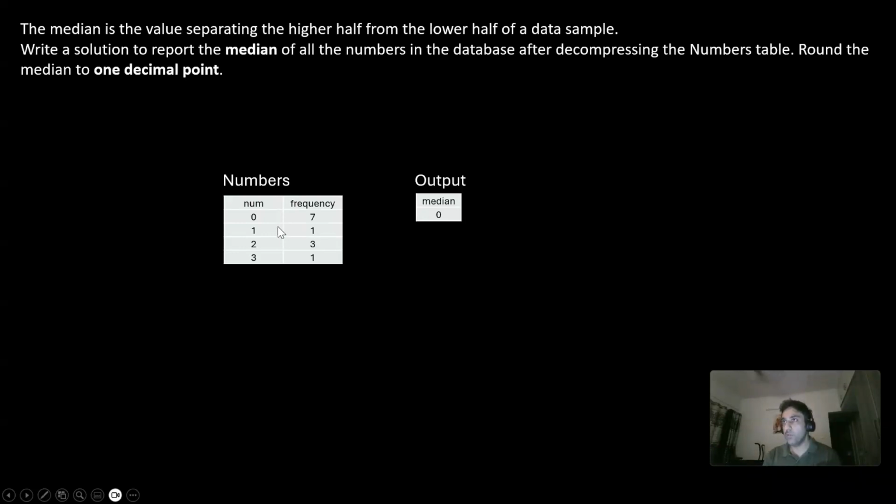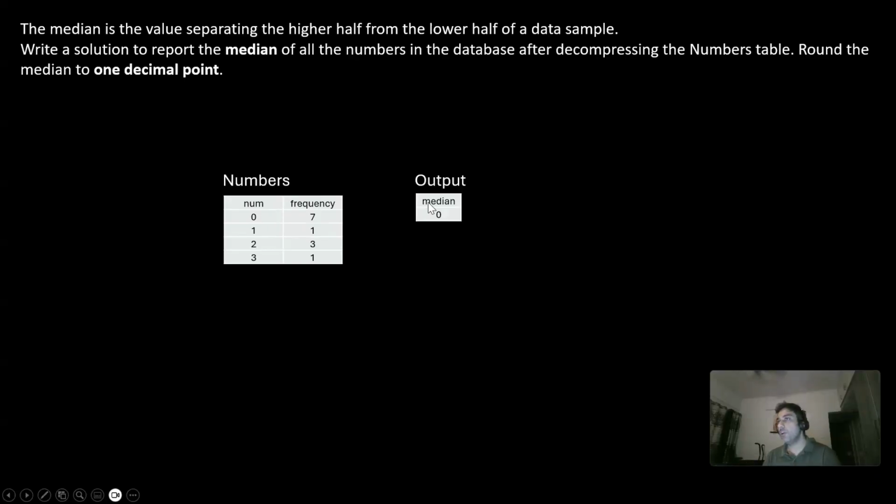So over here, in total we have 12 rows. The median positions would be 12 divided by 2 and 12 divided by 2 plus 1, that is the 6th and 7th position. And if you see, the 6th and 7th position both have 0. If I take the average of 0, it will be 0, and that's why the output is 0. So that's what we need to do: decompress this table and find the median.